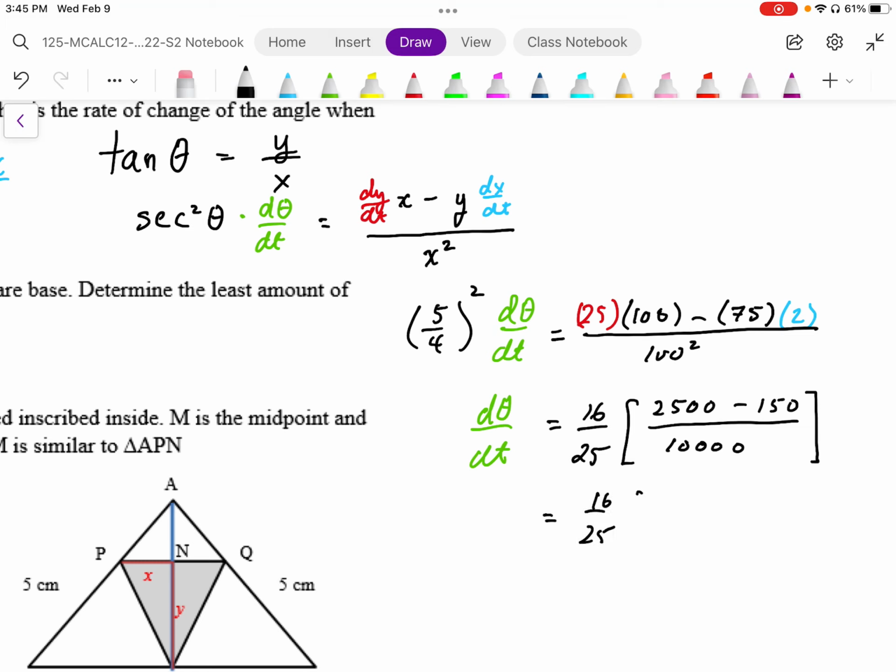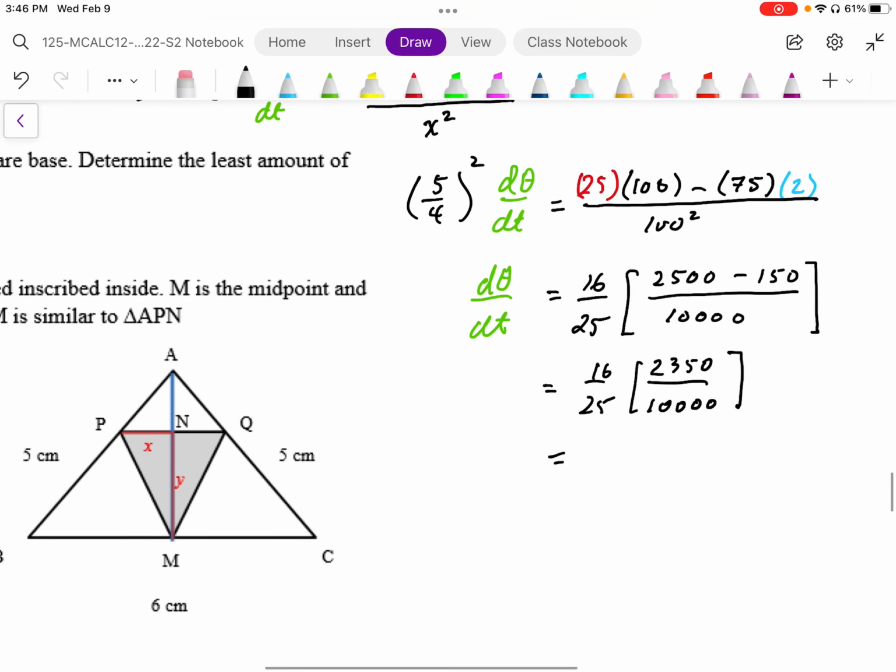So this is going to be 16 over 25. There are some common factors in here, but 2350 over 10,000. Actually, I'm just going to work this all out: 16 divided by 25 times 2350 divided by 10,000. So I get 0.1504. So this is going to work out to be 0.1504, and this represents radians per second.